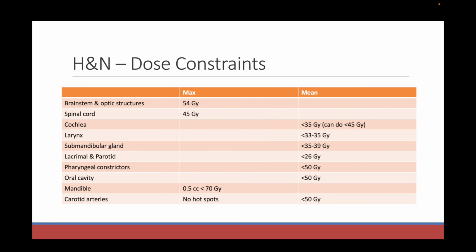But for head and neck, when we're going to 60 to 70 gray, we try to keep the parotid mean less than 26 gray. Submandibular gland can handle a little more, and the mean is less than 35 gray. And a lot of other means that we think about are less than 50 gray. So pharyngeal constrictor muscles, oral cavity mean, and carotid artery mean less than 50 gray.